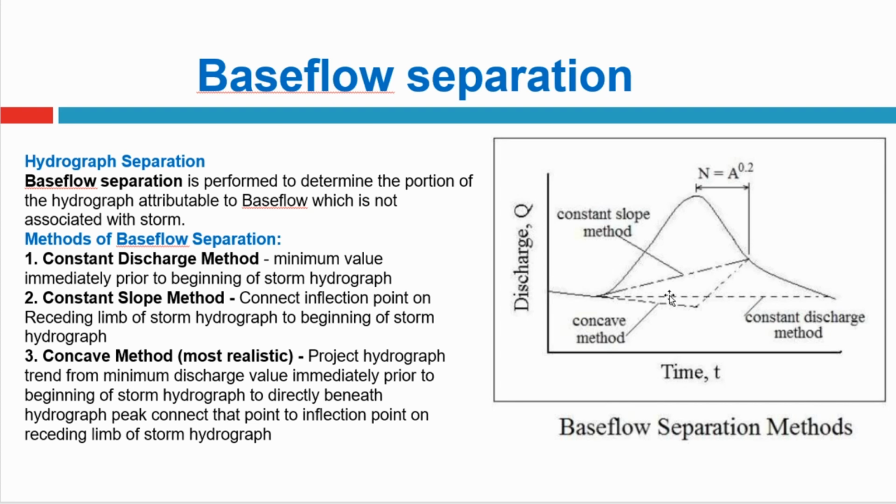Anyhow, let us discuss three methods through which we can separate out the base flow. First method is to draw a constant discharge method.